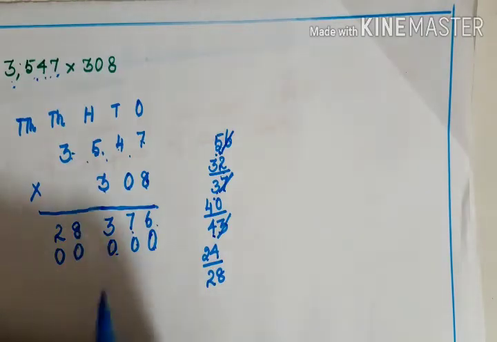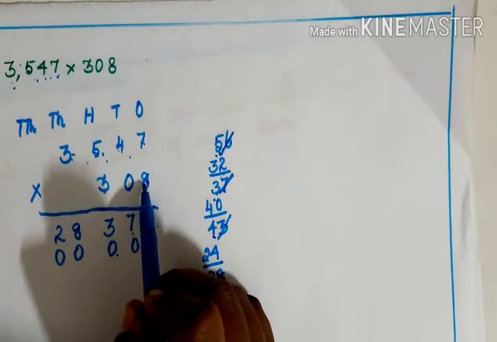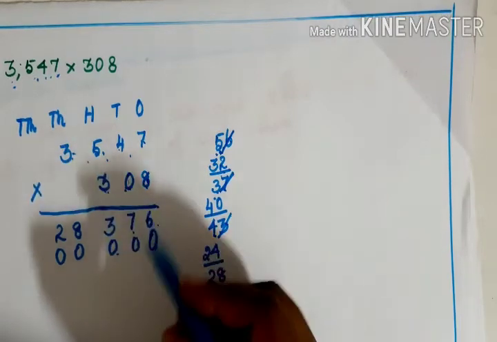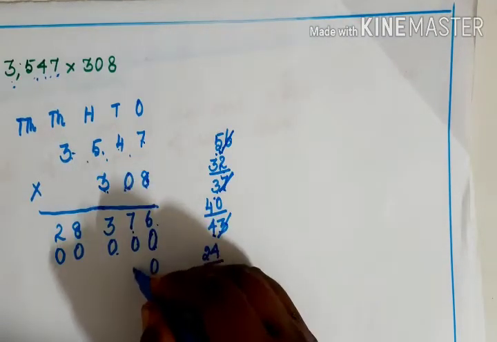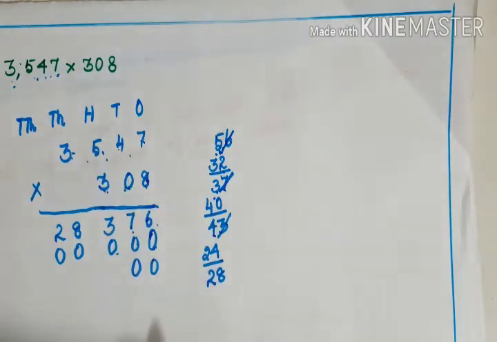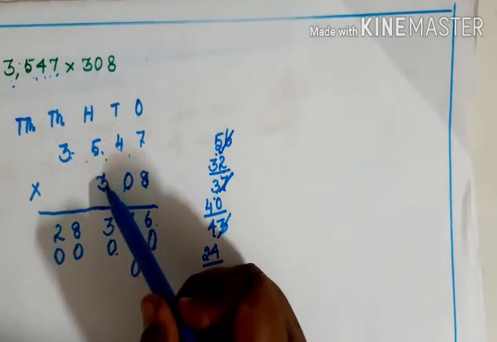Next, you have to be very careful about how many zeros you put. You have completed 2 digits. You are going to the 100th place. So, how many zeros? 2 zeros. Very good. So, you have to put 2 zeros. So, what do you get?